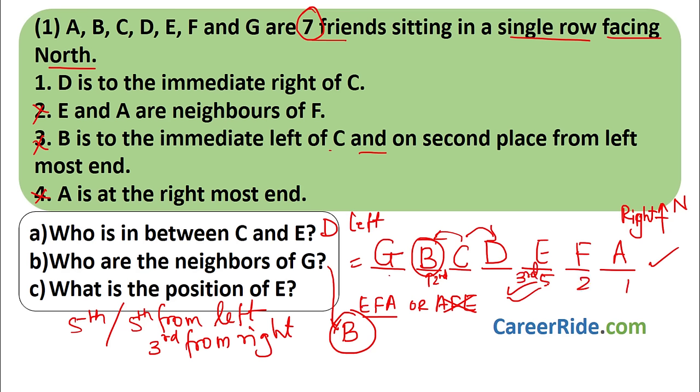Or there can be options like between D and F, between C and E, between B and C. So E lies between D and F. There are four ways in which we can express the position of E: between D and F, third from right, and fifth from left. See how easy it is? Very, very easy once you get the diagram right.